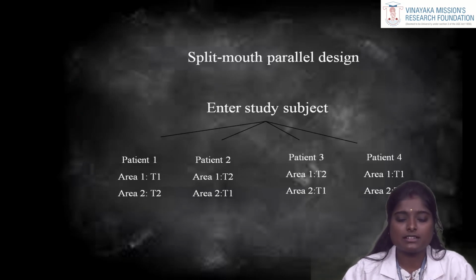So we have split mouth parallel design. So for example here, patient 1, patient 2, patient 3 and patient 4. In patient 1, area 1 and area 2, treatment 1 and 2 is given. Similarly, in patient 2, treatment 2 and 1 is given. So they have equally given treatment 1 and 2 in the one side and the other side. There is no crossover between. So it is a parallel split mouth design.